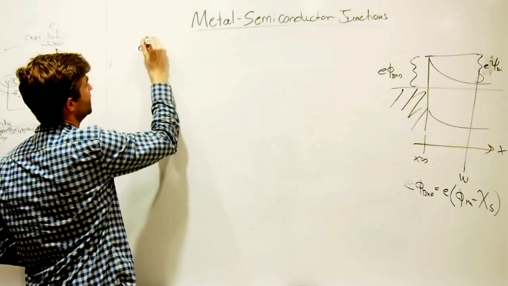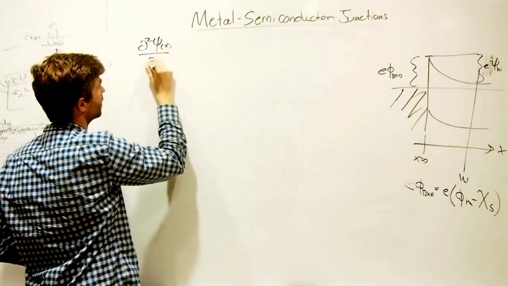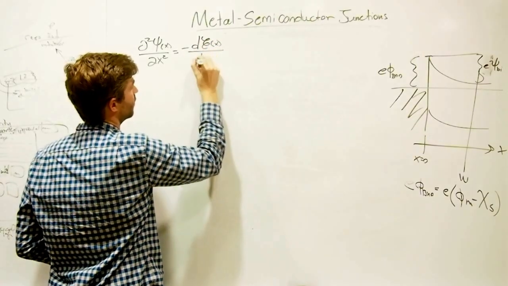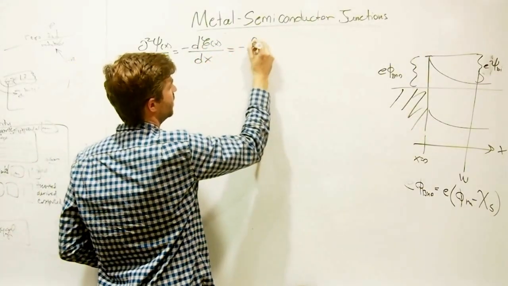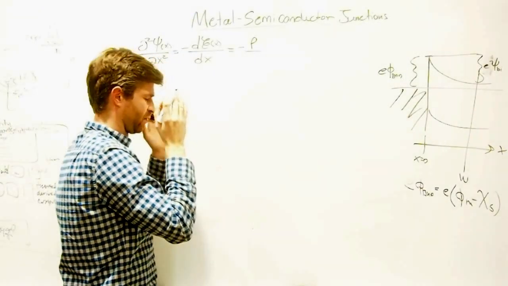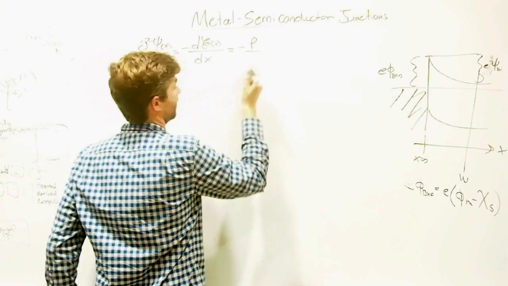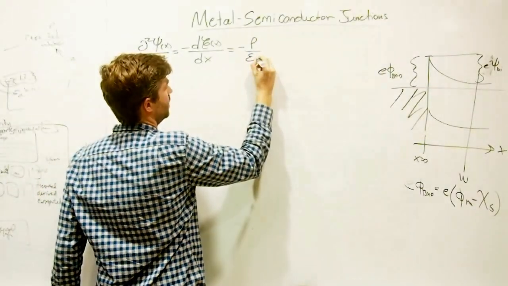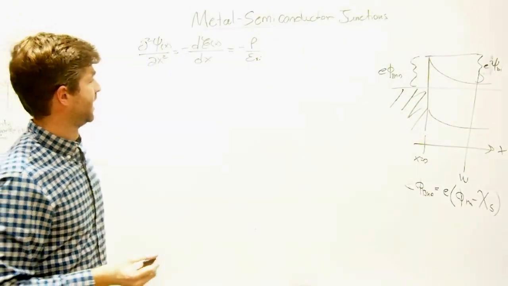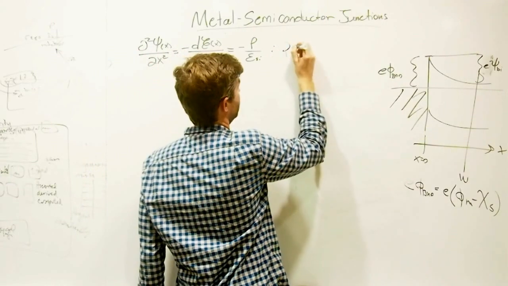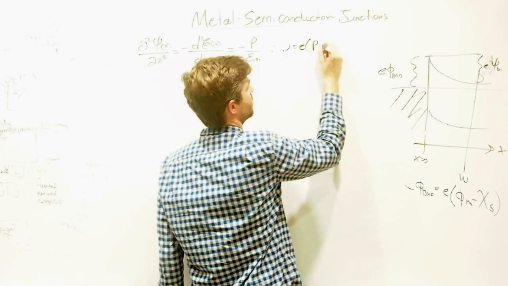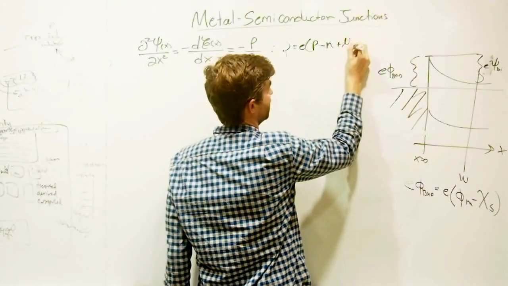So d squared psi of x over dx squared equals negative dE of x over dx, which is equal to negative the charge density rho, the difference of positive charges and negative charges in the semiconductor, over the permittivity of the semiconductor, the silicon. In this case, we know rho is equal to electron charge times positive charges minus negative charges.